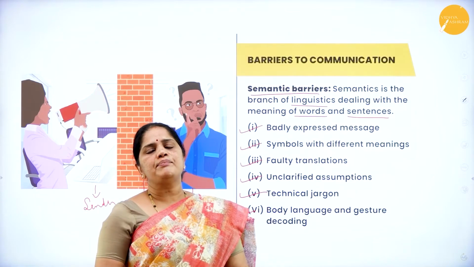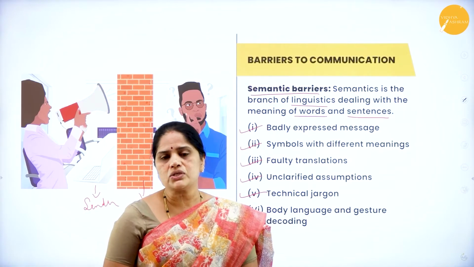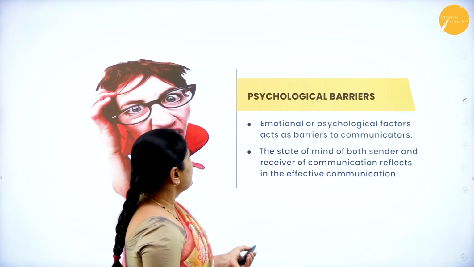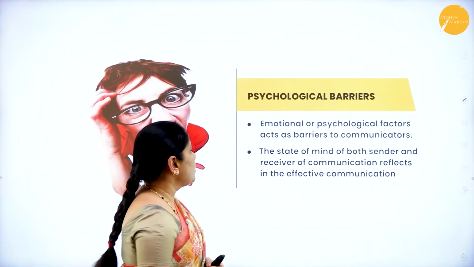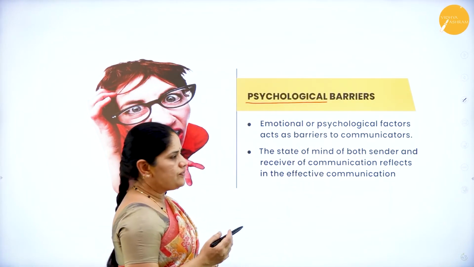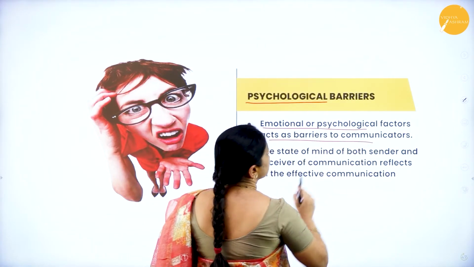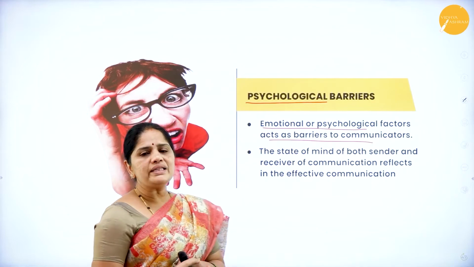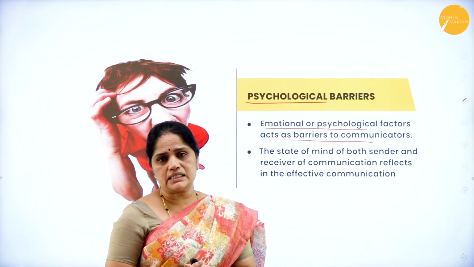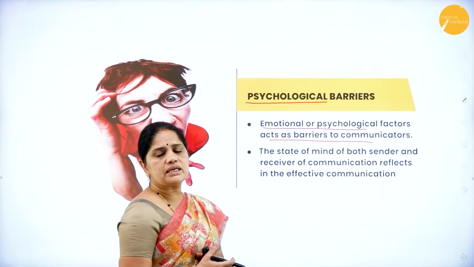Now, if there is a mismatch between what is being told and what his gesture says, then that also gives rise to barriers to communication. Then the next kind of barrier is psychological barriers. Now, what are these psychological barriers? First, emotional or psychological factors act as barriers to communication. When the receiver is not in a position to listen to what the sender is telling, it gives rise to emotional or psychological barriers.